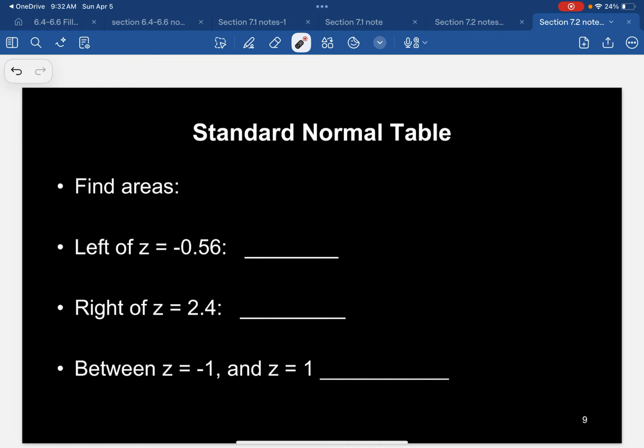First, we are going to find the area to the left of z equals negative 0.56. And then we're going to find the area to the right of z equals 2.4. And then we're going to find the area between z equals negative 1 and z equals positive 1. Right? Okay, let's do it.